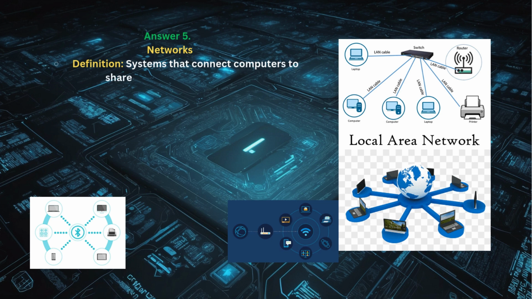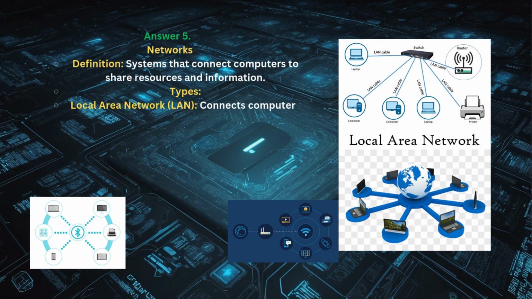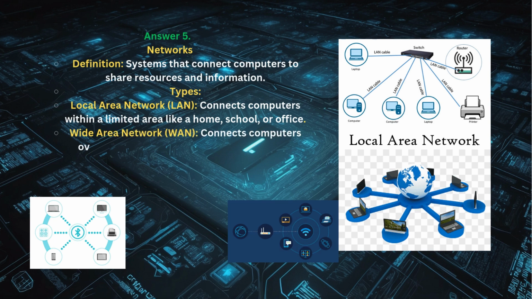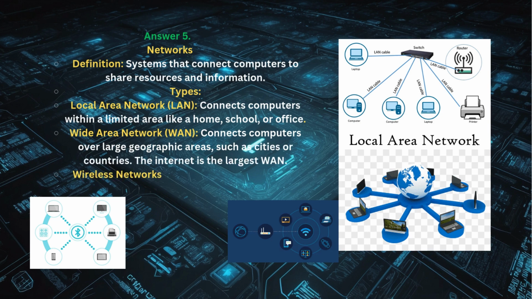share resources and information. Types: local area network, i.e. LAN, connects computers within a limited area like a home, school or office. Wide area network, WAN, connects computers over large geographic areas such as cities or countries. The Internet is the largest one. Wireless networks, Wi-Fi, Bluetooth, which use radio waves to connect devices without physical cables.